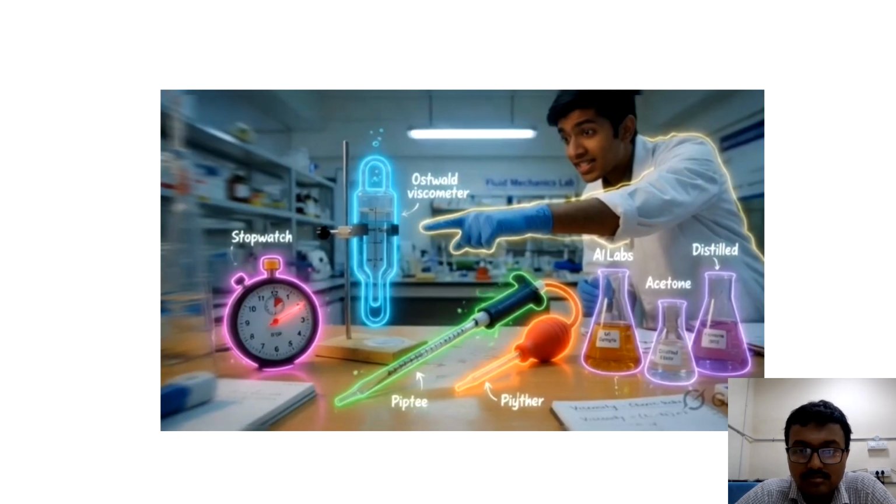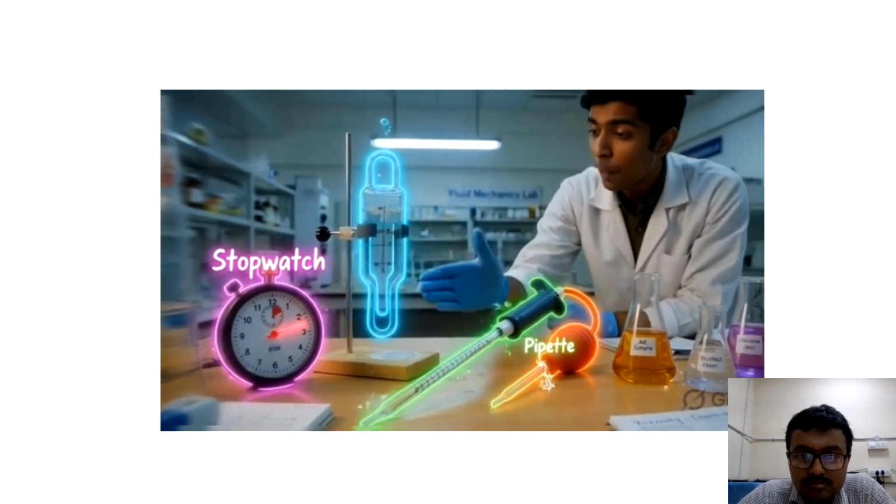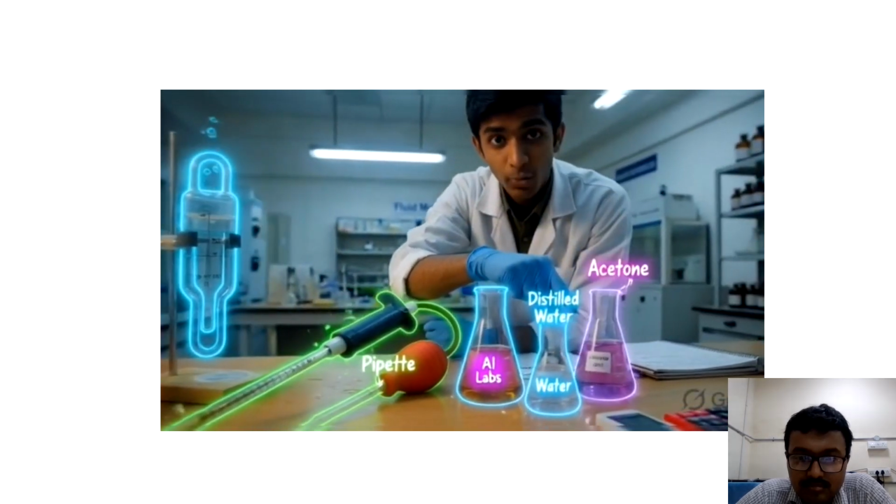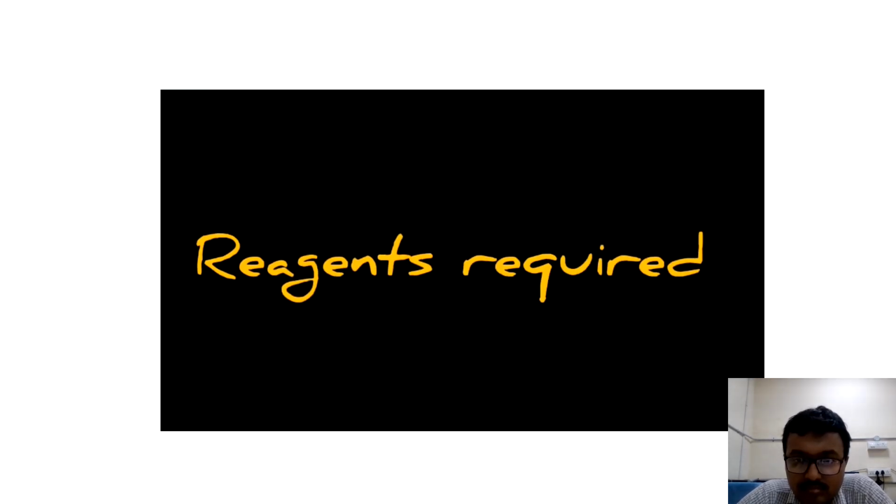To determine the molecular weight of a polymer, we use a viscometer. Let me show you how. This is an Ostwald viscometer. We use the stopwatch to time the flow. The pipette draws the liquid, and these are our samples.